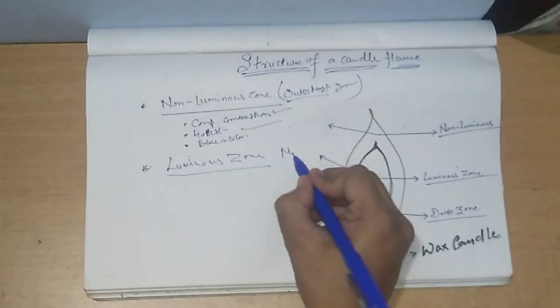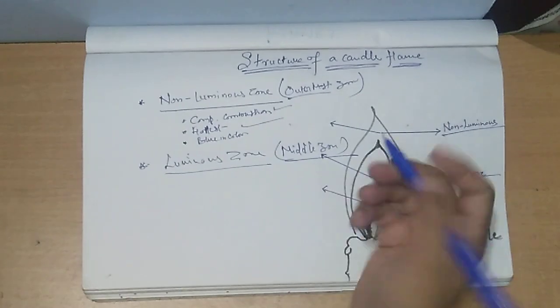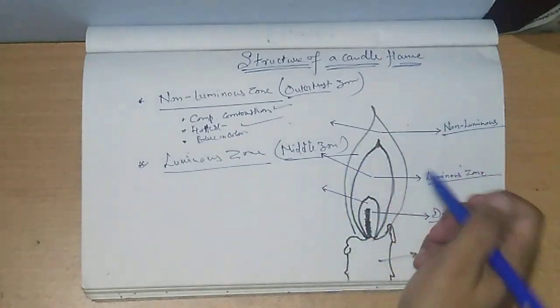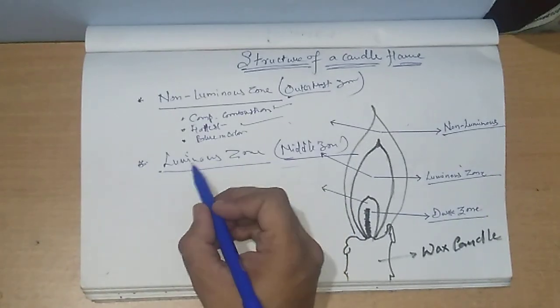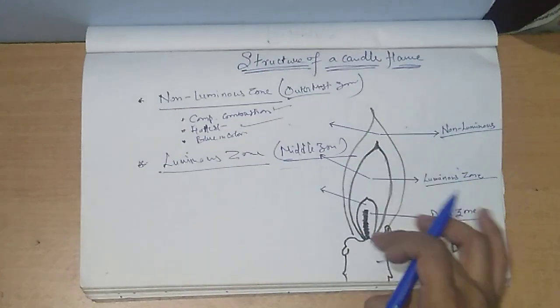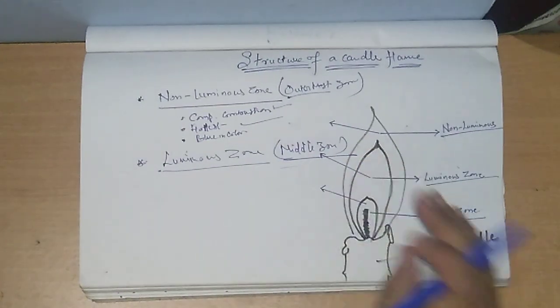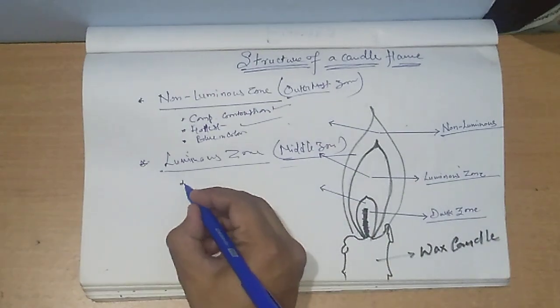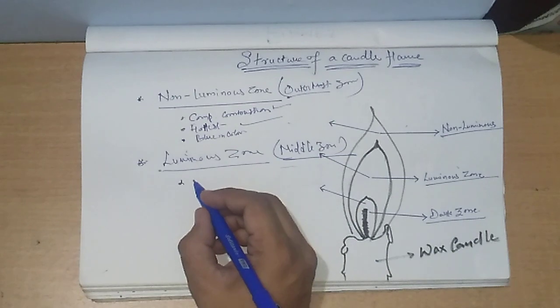Luminous zone or middle zone. We can also say middle zone. Again, middle zone is not the proper term for this; the proper scientific term is luminous zone. Okay, so this is the middle part, which is the luminous zone. This zone undergoes incomplete combustion. Clear? This part undergoes incomplete combustion.